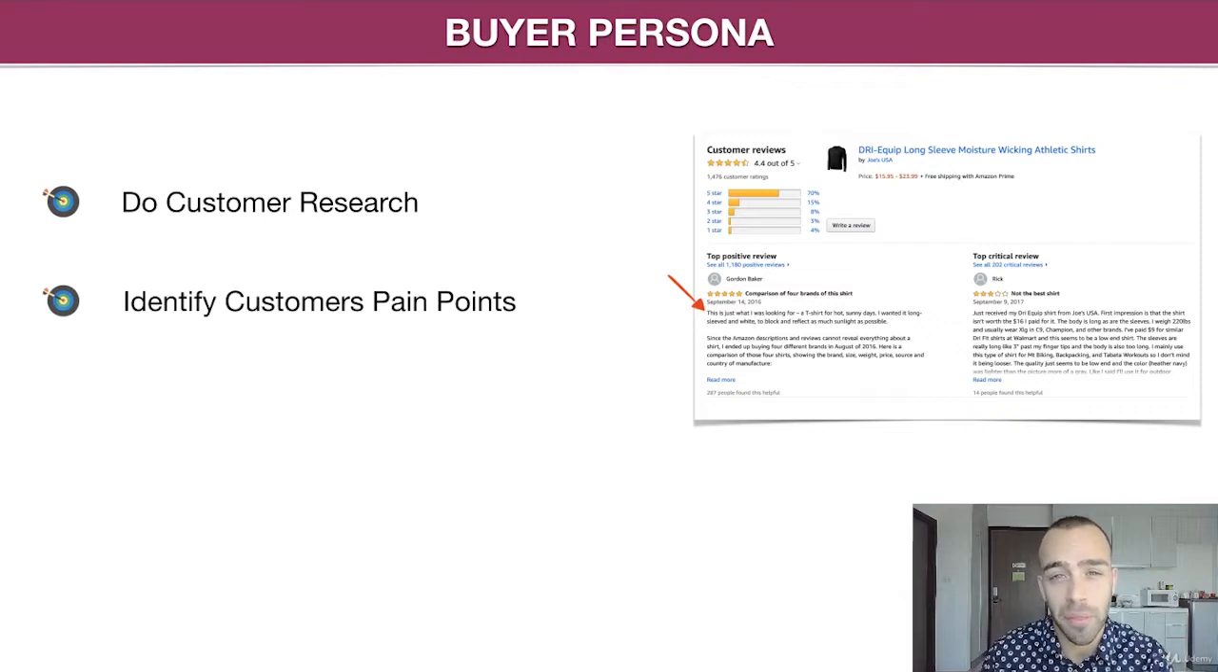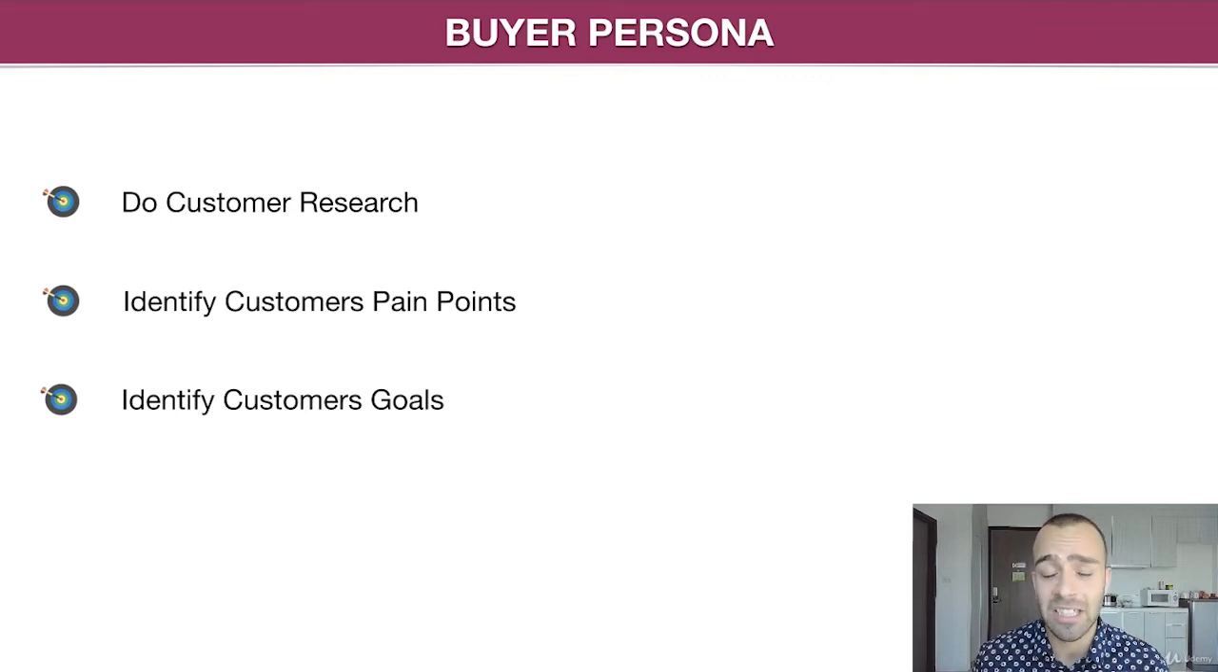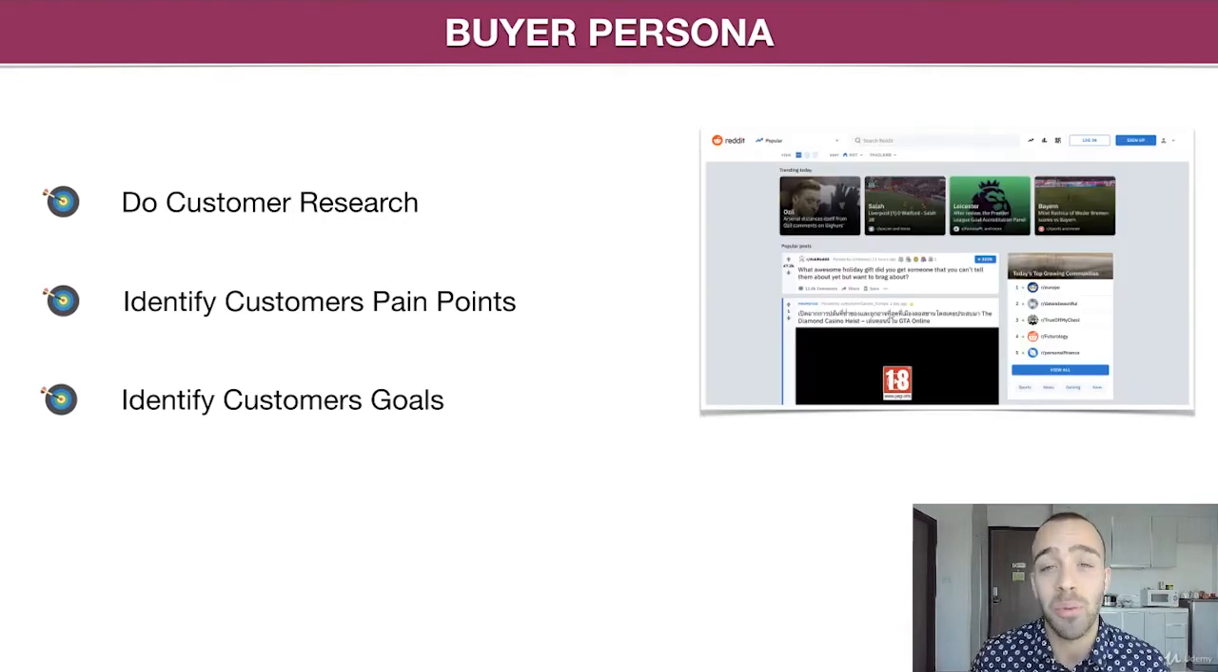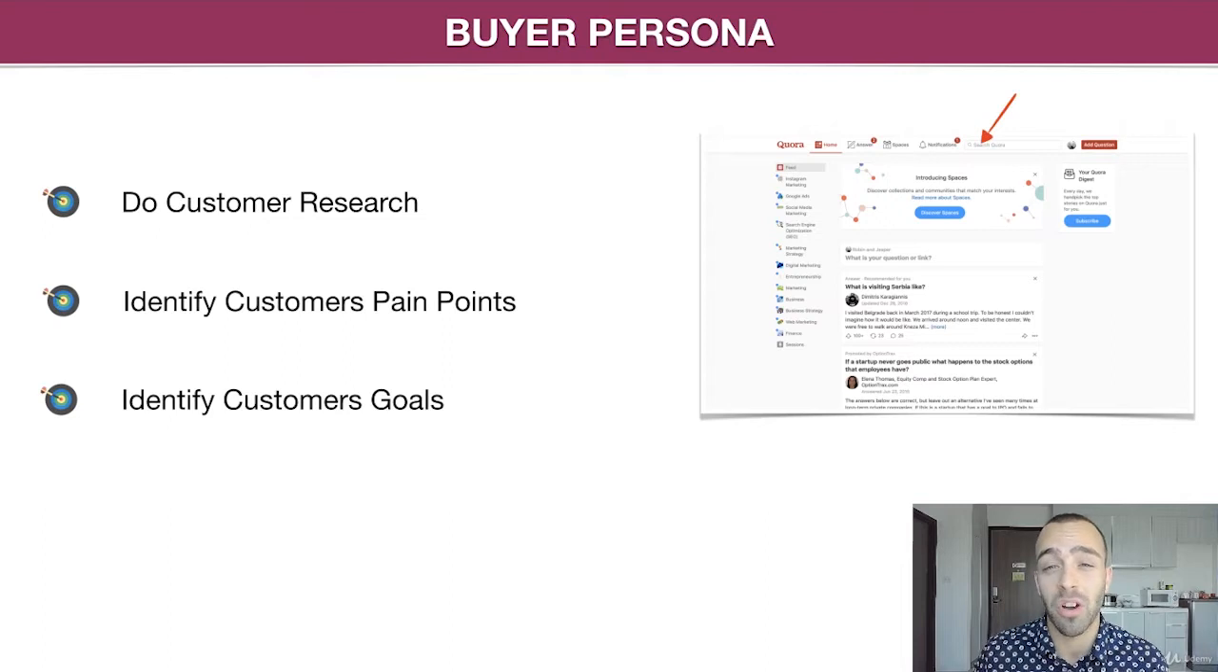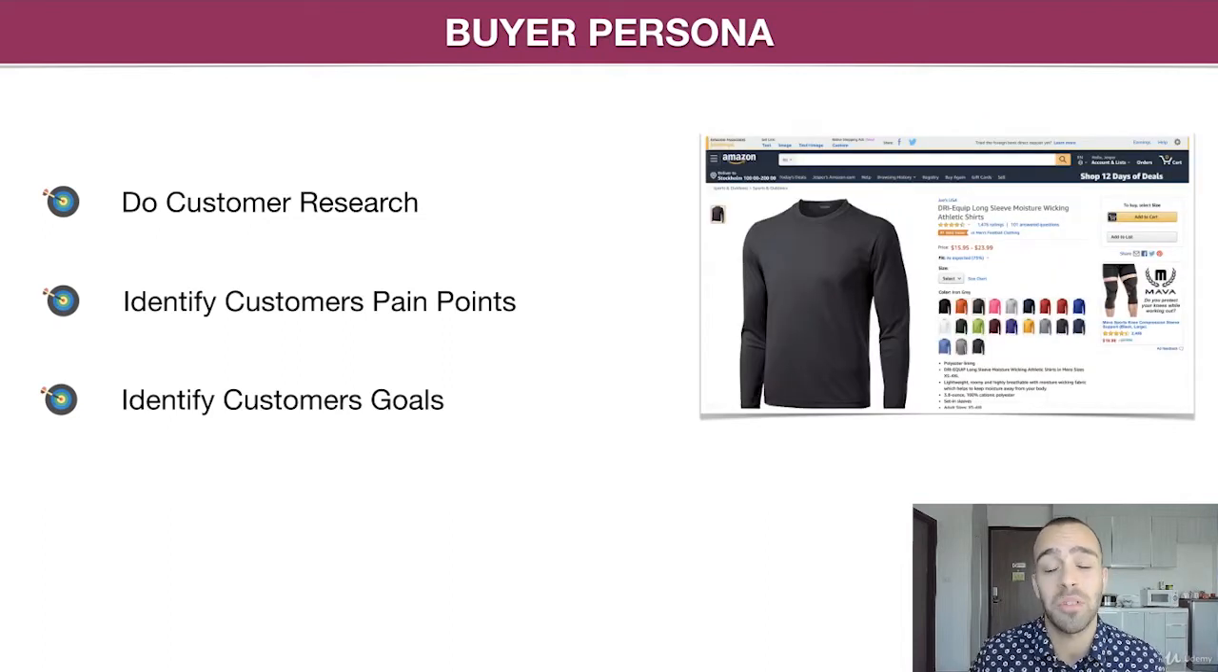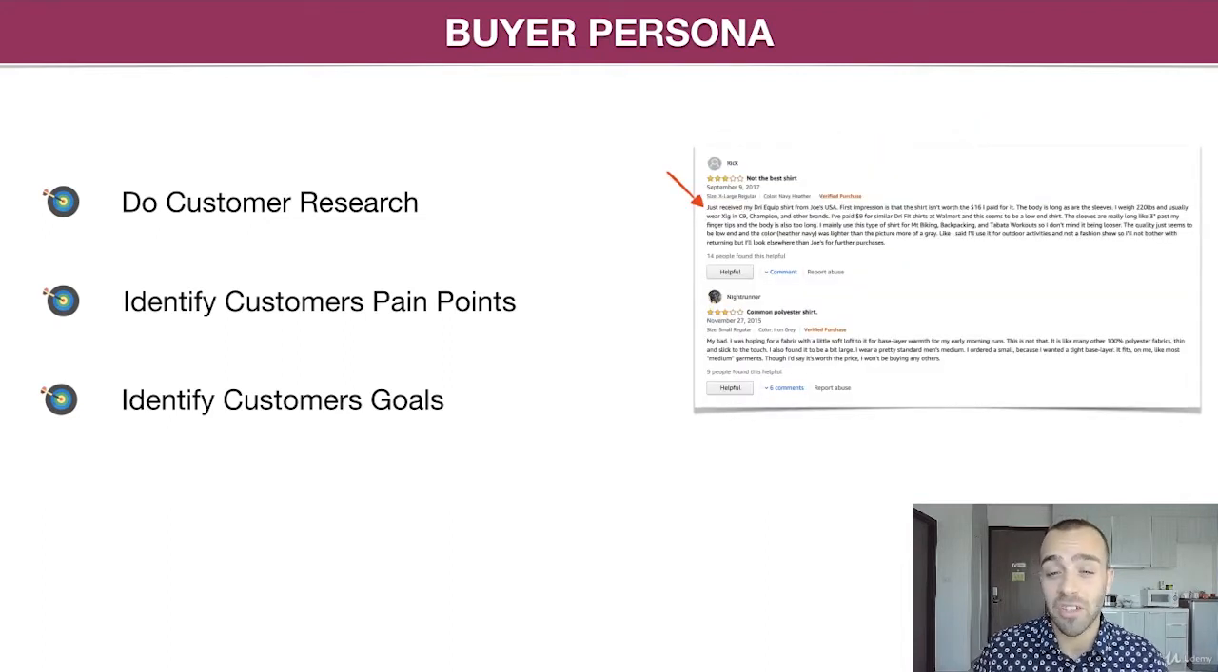And then the third thing before we build out our buyer persona would be to identify our customers' goals. What are our customers' biggest goals? You can go to reddit.com and just type in any question here. You can go to Quora and do the same. You can go to Amazon, which is a great website, and just read the bad reviews and the good reviews. What types of goals? You have to do some digging here to understand your potential customer.